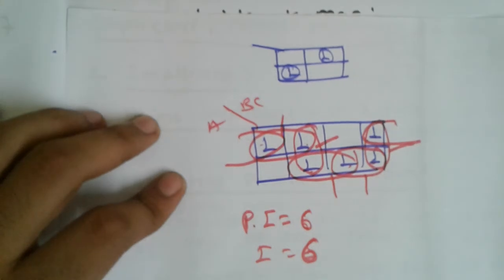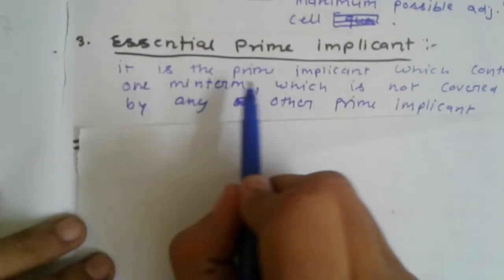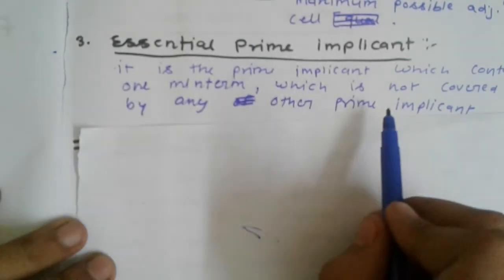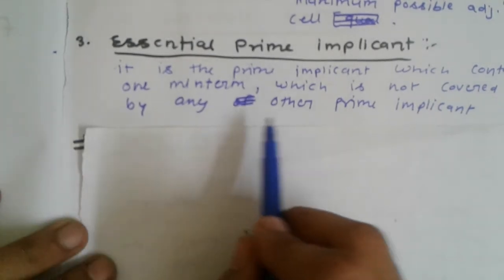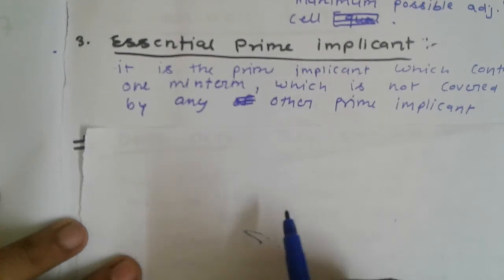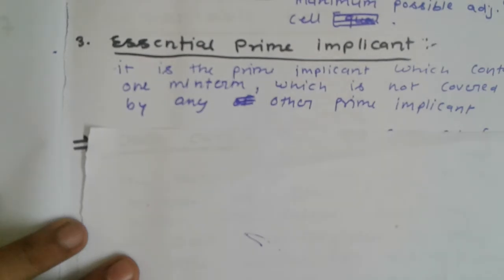So we have another new term, and I will describe it by giving 2 methods of how to calculate it. So guys, the essential prime implicant is the prime implicant which contains one min-term which is not covered by any other prime implicant. So it is the implicant which is not covered by any other prime implicant. I will give an example, then we will describe how to calculate the essential prime implicant.